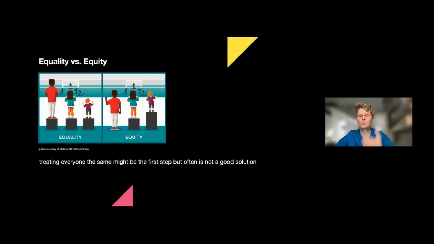But if we talk about equity, then it means giving everyone the same access to the soccer game. And that might include a different solution. So for the really short guy, it's a double box, whereas the really tall guy doesn't need a box at all. So this is a really interesting point that we also need to consider.